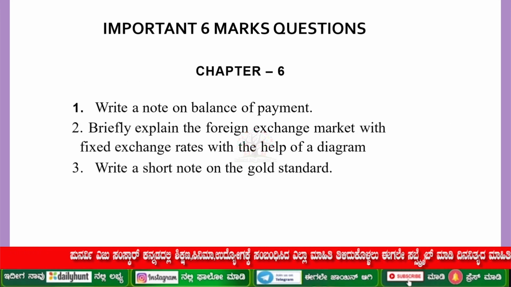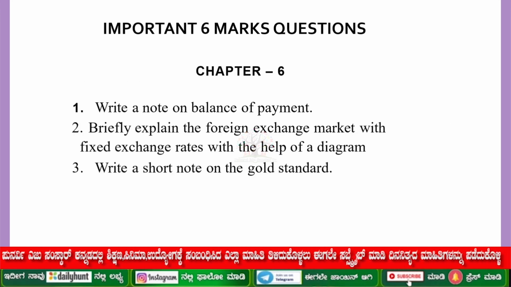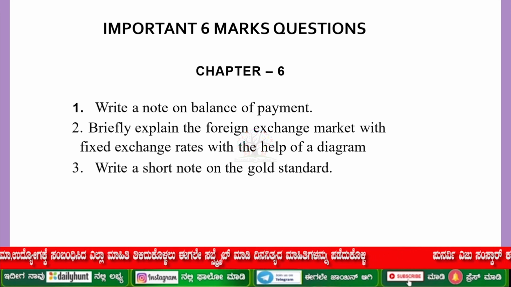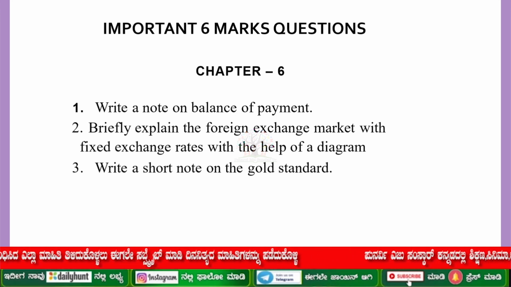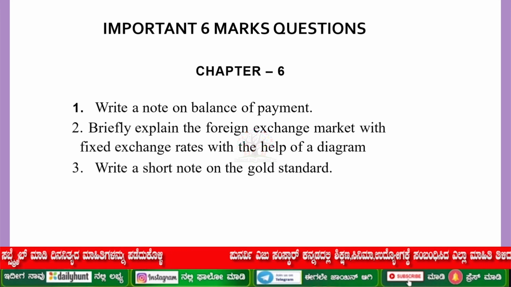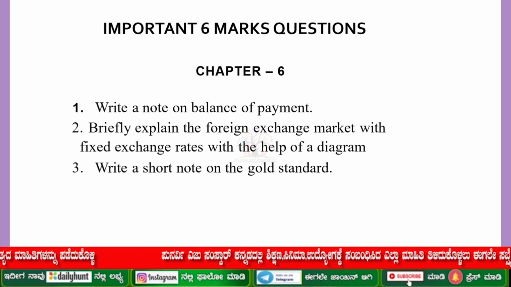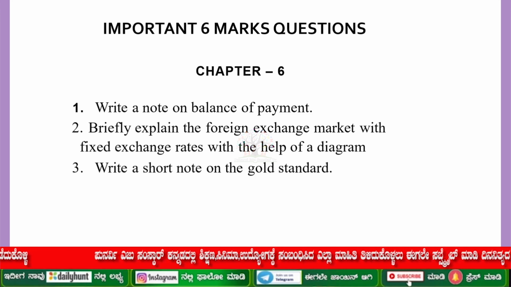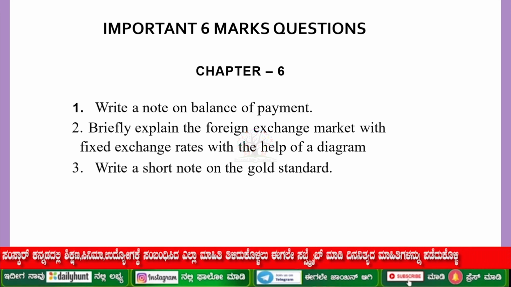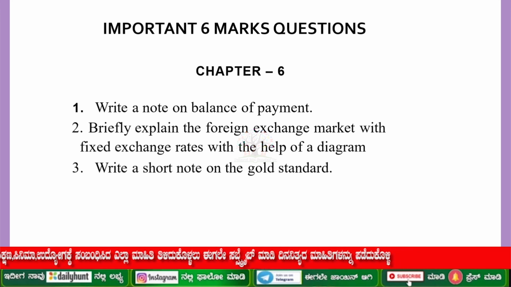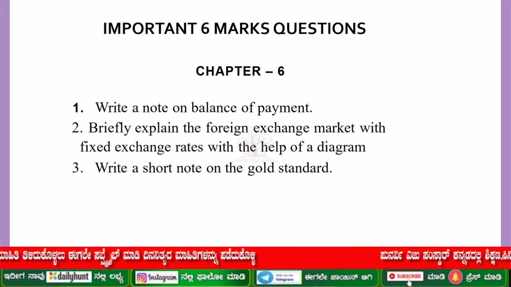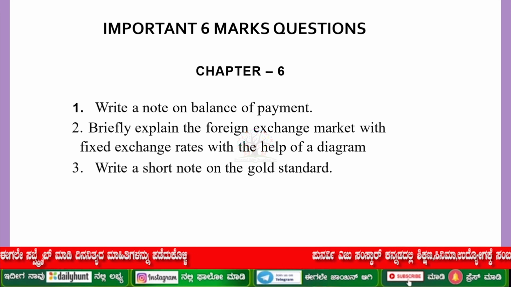Next one is under chapter 6 of macroeconomics. There are 3 questions. Out of 3 questions, you can expect one 6-mark question. One is balance of payment. The second one is briefly explain foreign exchange market with a fixed exchange rate with the help of a diagram. Then write a note on gold standard. So out of these 3, you can expect one 6-mark question, dear students.